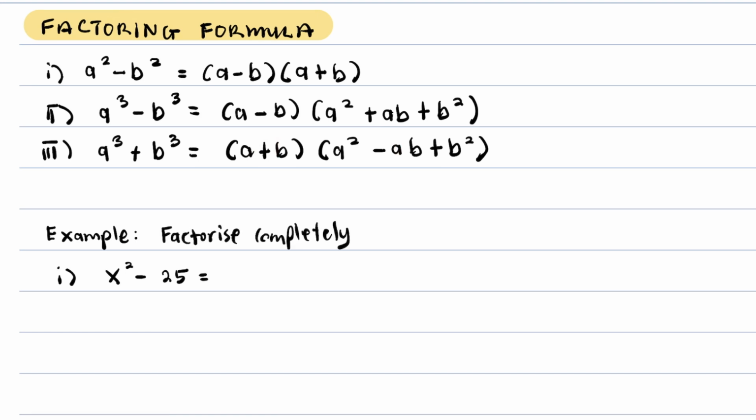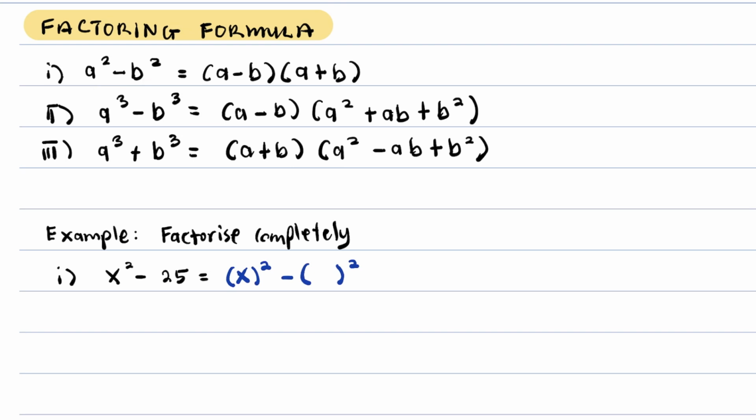The question asks you to factorize completely x squared minus 25. By the way, which factoring formula would you use? You would use the first one, the quadratic, because it's a square and a square. So try to make this number become a square. What you're going to have here is x squared minus something squared. So you want to identify what your a and b are.